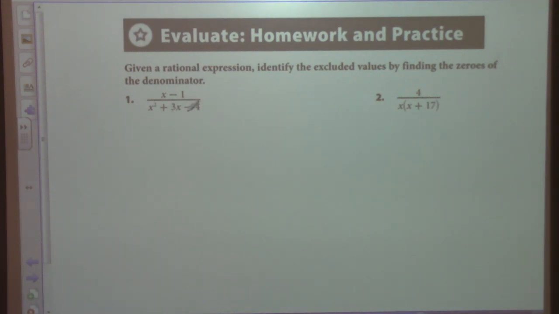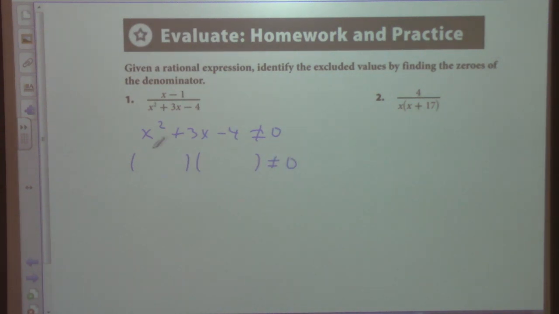To find excluded values, you set your denominator, just like we did in the exercise sheet here. So we put x squared plus 3x minus 4. We set that to not equal to 0. Does that make sense? Then what's our next step here? Factor.